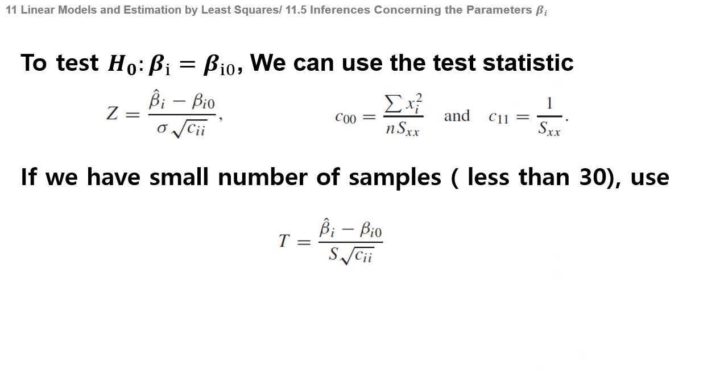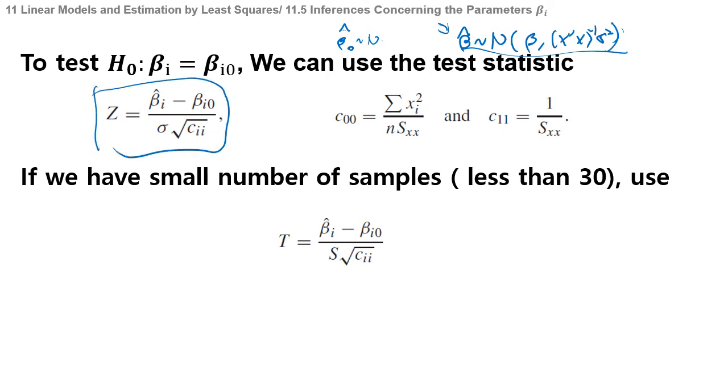So to test the hypothesis beta i equals beta i 0, we can use the test statistic. Beta hat follows a normal distribution with mean beta and variance (X transpose X) inverse sigma squared in matrix form. We also know beta 0 follows normal, beta 1 follows normal. So we can use distributional knowledge to construct the test statistic, which is our z statistic. And so this is the test statistic we derived.